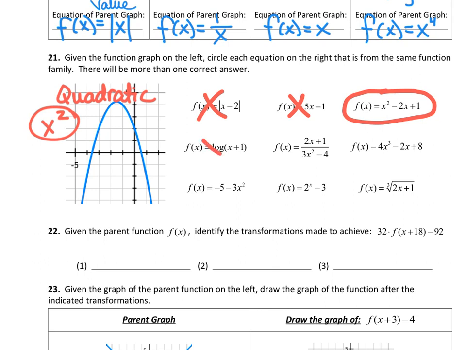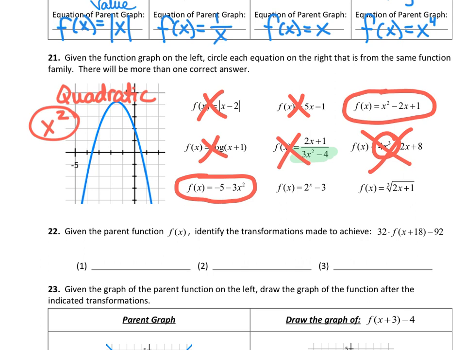This next one is a logarithmic function. This next one has x's in a denominator, and so anything that has an x in a denominator is going to be a rational function automatically. And so that is not a quadratic function. This function has an x cubed, so it's not quadratic. But this function has an x squared, but no higher exponent.